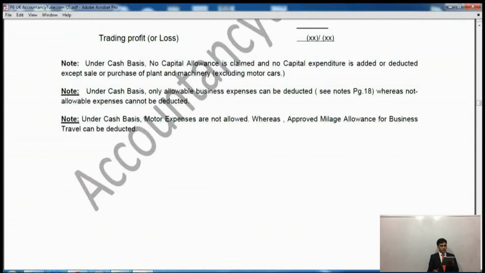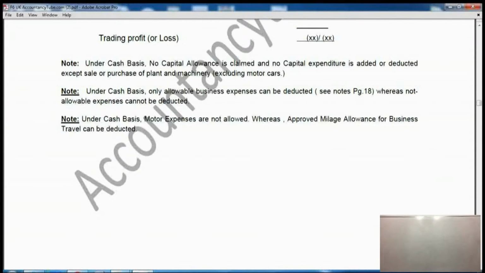Right? So only allowable business expenses. Now what are the allowable business expenses? As I explained earlier, only expenses which are wholly attributable to the businesses and which are revenue expenses can be deducted. Alright? But above that, in the first note it says, under cash basis, no capital allowance is claimed and no capital expenditure is added or deducted except sale of the plant and machinery or purchase of it, excluding motor cars. And the last note it says, under cash basis, motor expenses are not allowed, whereas approved mileage allowance for expenses travels can be deducted. Alright, so you will have to remember these things.